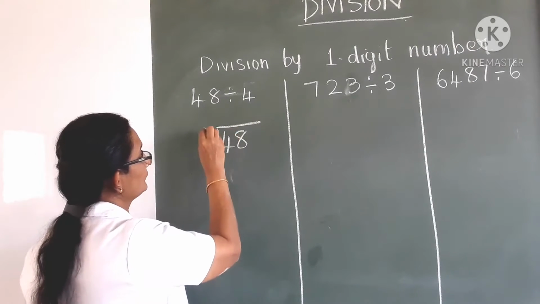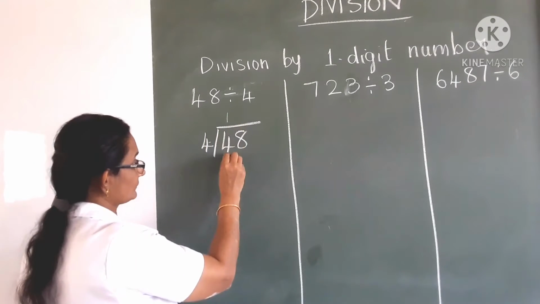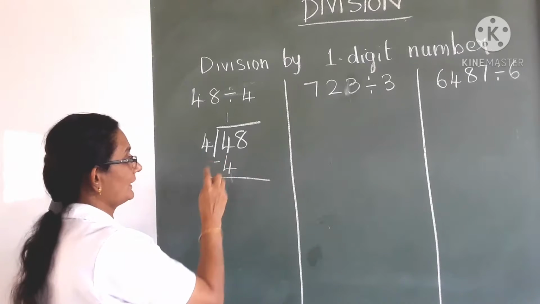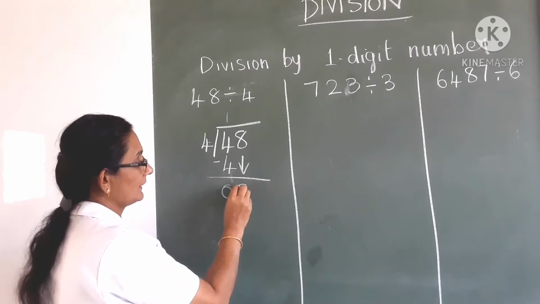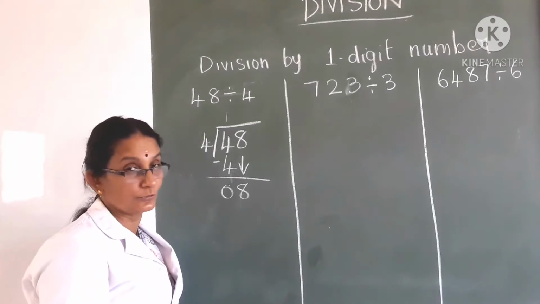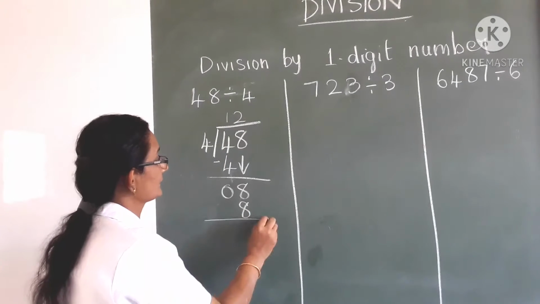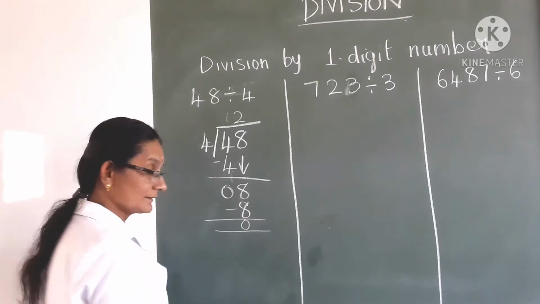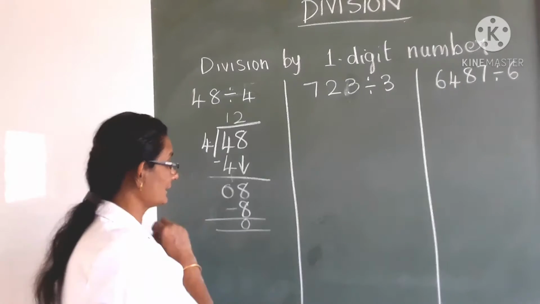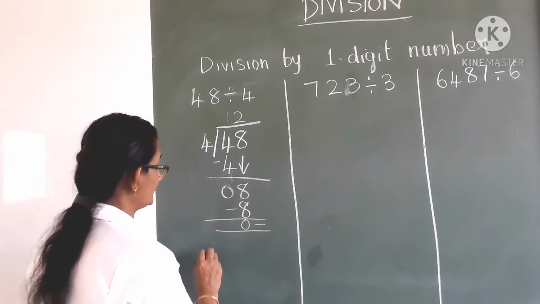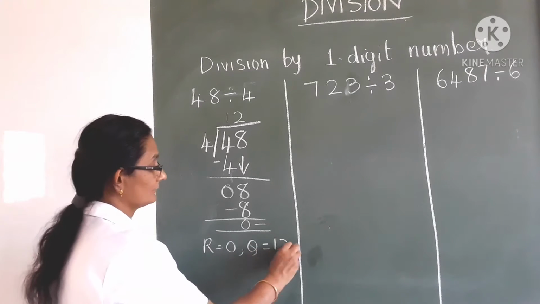48 divided by 4. So 4 goes 1 time in 4. Yes. Then subtract. 4 minus 4 is equal to 0. Then bring down the next digit, 8. And how many times 4 goes in 8? 2 times. Isn't it? So 4 2s are 8. Subtract and you get the remainder as 0. So remainder is equal to 0 and the quotient is equal to 12.